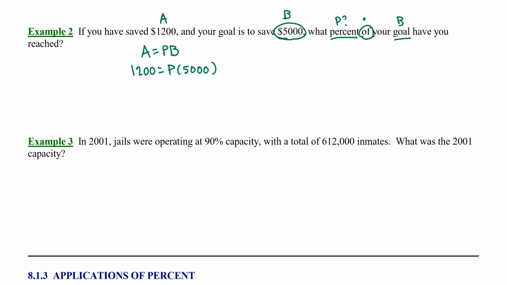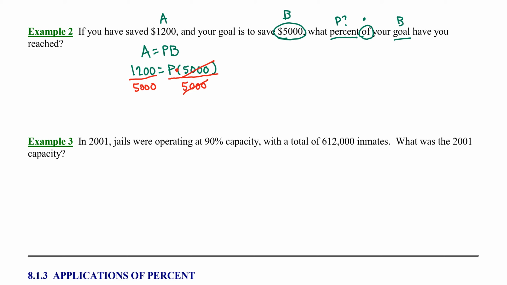Notice the operation that's applied to P here is multiplication. So I'm going to undo that operation of multiplication using the inverse operation, which is division. So to solve this equation for P, we're going to divide both sides by 5,000. It's going to cancel out over here on the right. So we need to calculate 1,200 divided by 5,000.